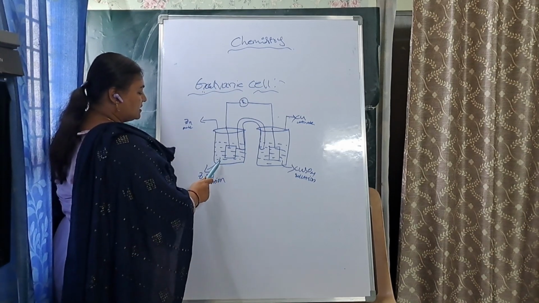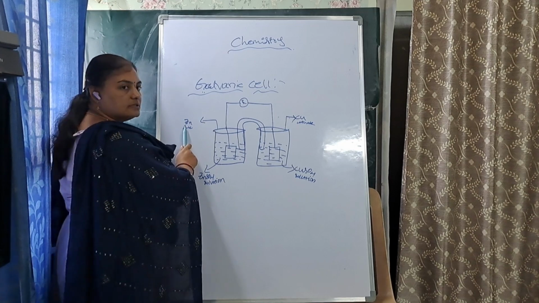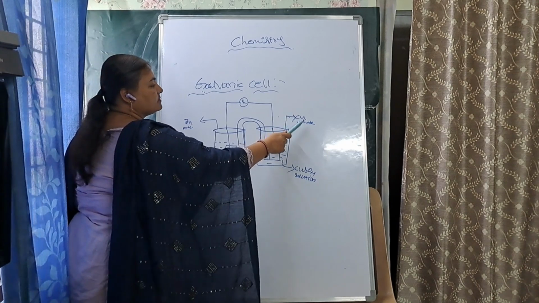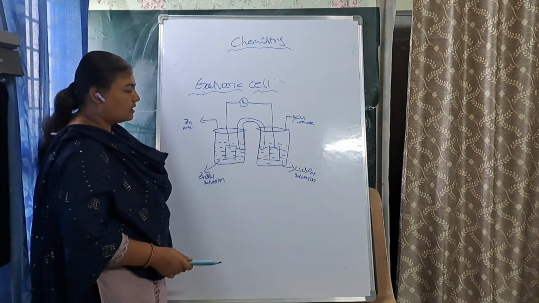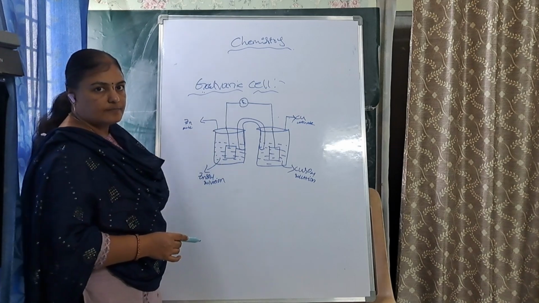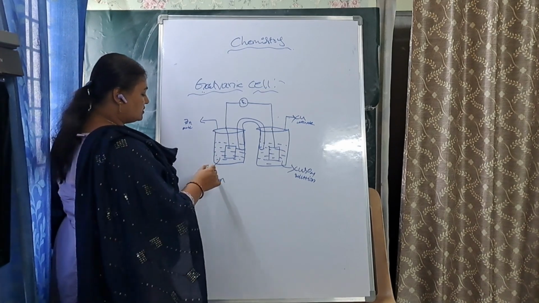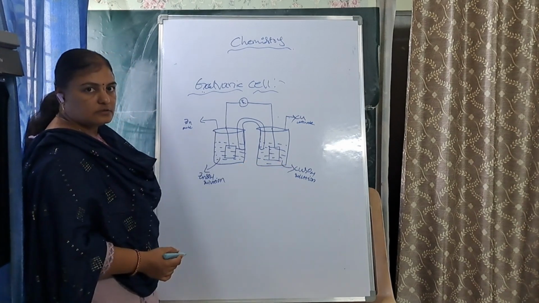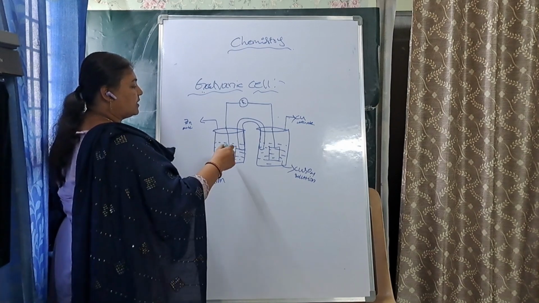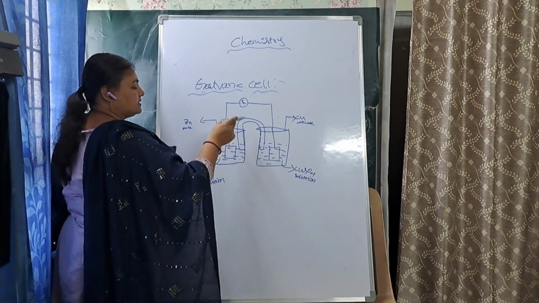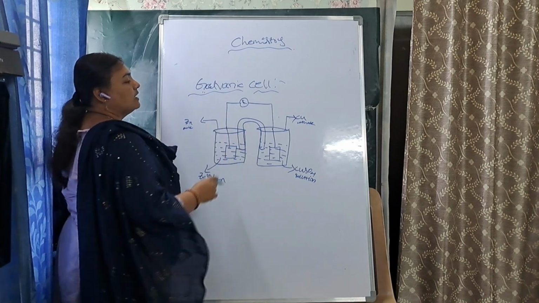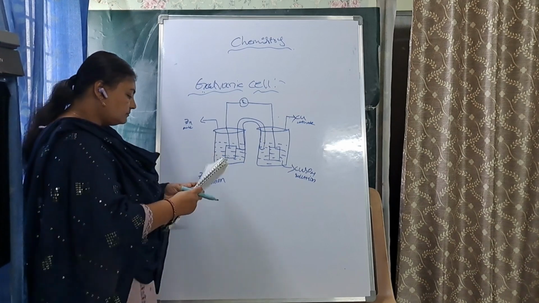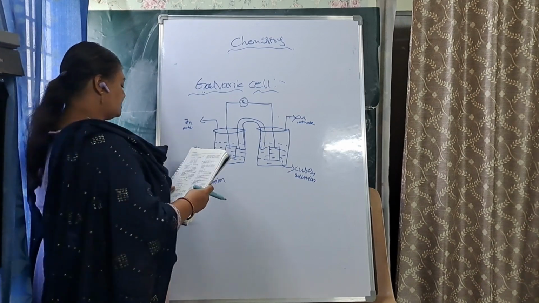So this zinc behaves like an anode. This copper behaves like a cathode. This is a salt bridge. Understand? This solution is zinc sulfate solution. This solution is copper sulfate solution. Here electricity is passing. We can detect whether electricity is passing or not by using a galvanometer. This is about the galvanic cell. Now cell reactions, let us see.